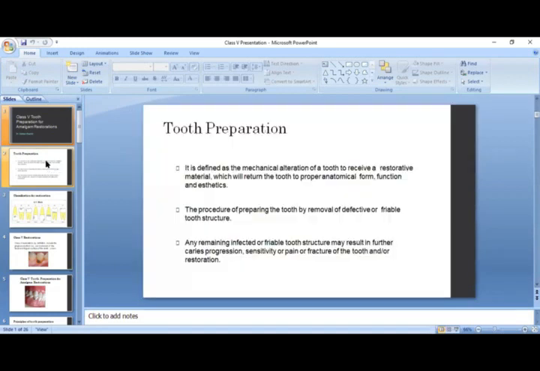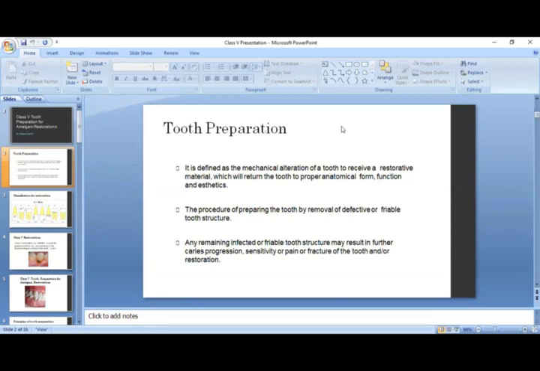Now, what is tooth preparation? What do we mean by tooth preparation? Before doing any kind of restoration, or before filling the material in the cavity, we need to design that cavity. We need to make the tooth ready so that the tooth structure is ready to accept that restoration. So there are certain parameters that we need to follow before the filling of the restorative material in that cavity.